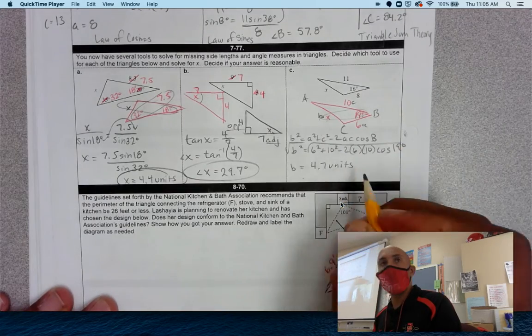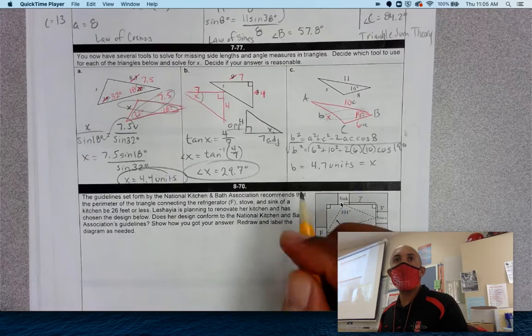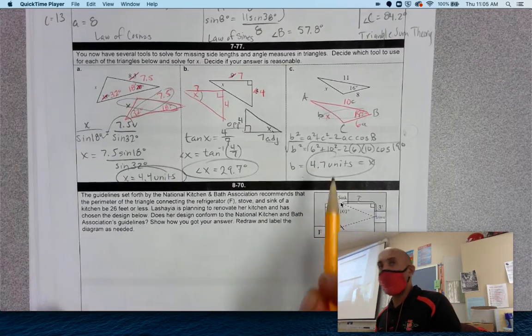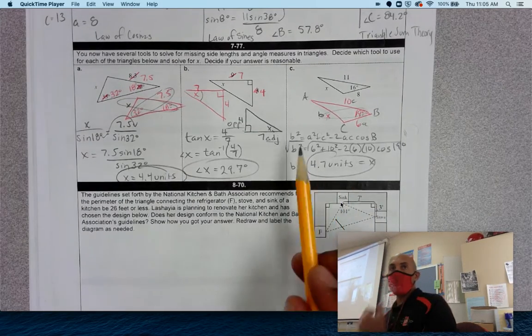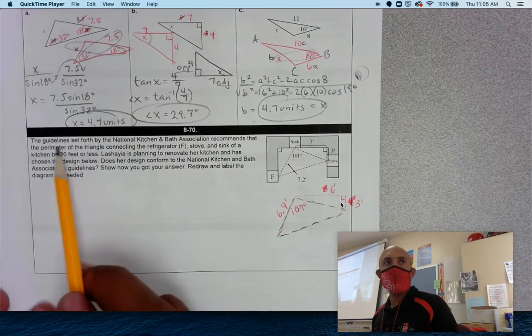Now I know we were looking for x, so I could substitute B for x and put just x there, because that really was what we were looking for, not B. But I just use B because that makes it easier to set it up. All right, so now the last one.